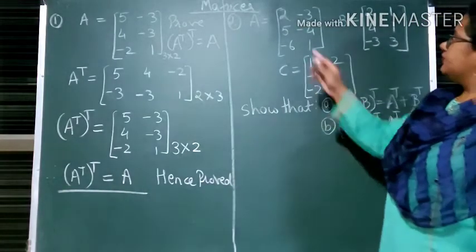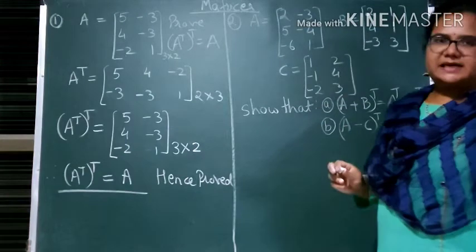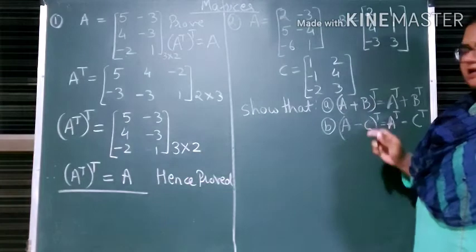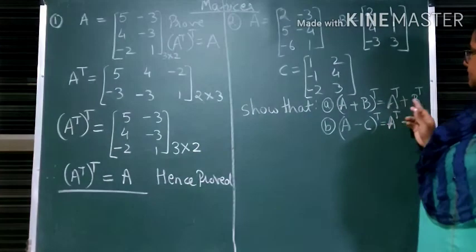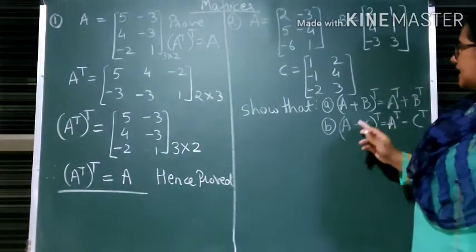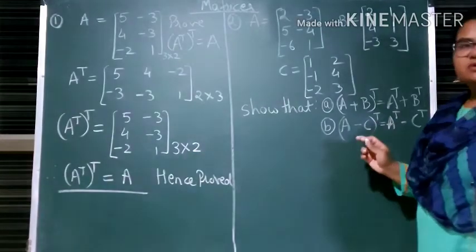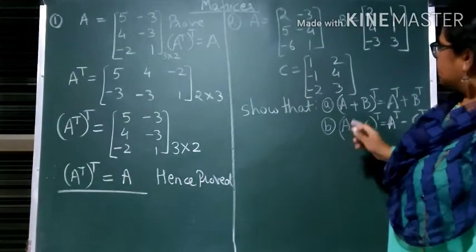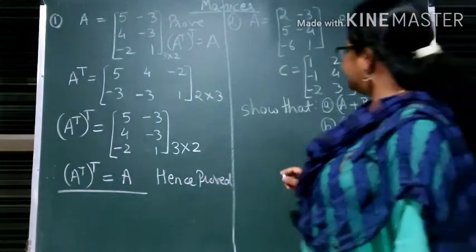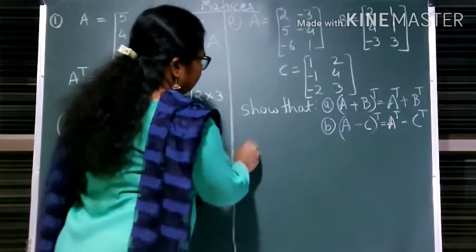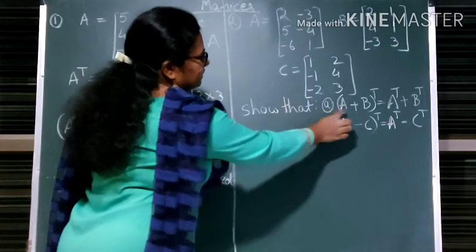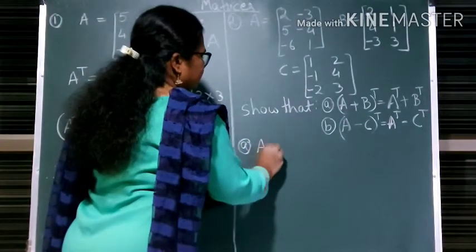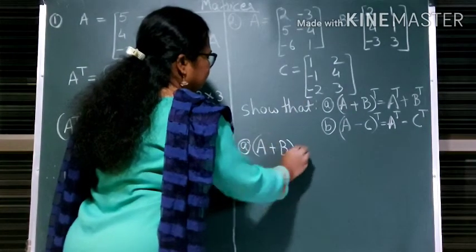In this example, three matrices are given to you of the same order, and you have to prove that A plus B transpose is equal to A transpose plus B transpose, and A minus C transpose is equal to A transpose minus C transpose. So let us start with the first part. What is your first part? First part is, take your LHS. First you have to find A plus B, and then we will find the transpose. So first find out what is A plus B.